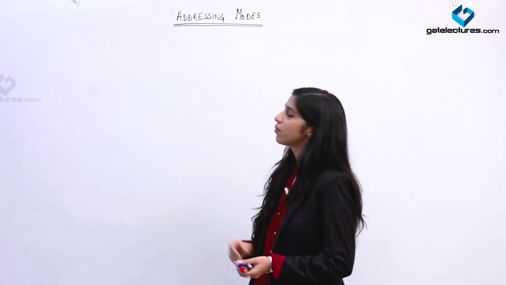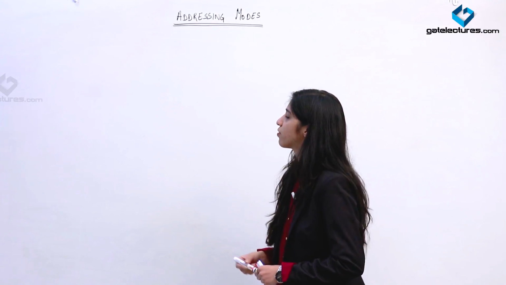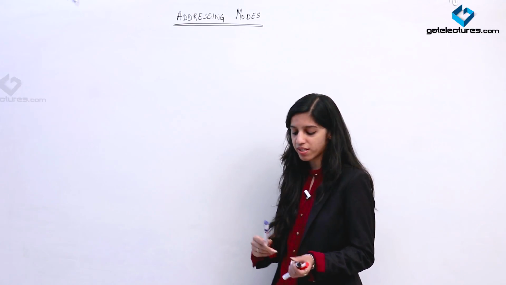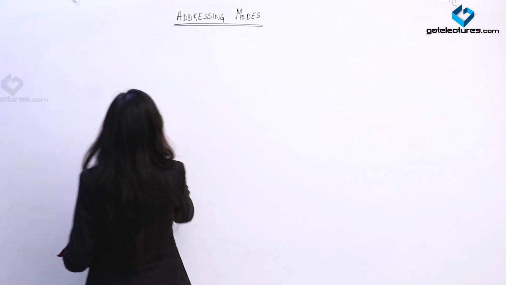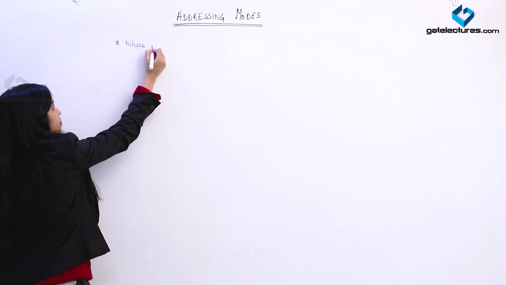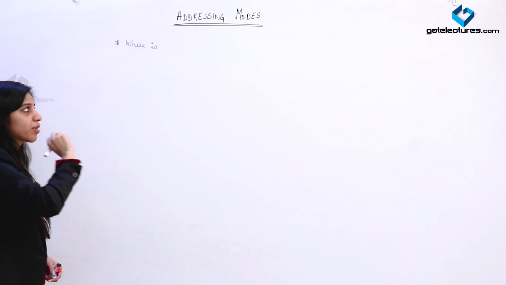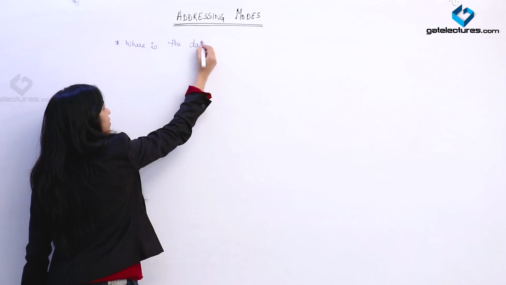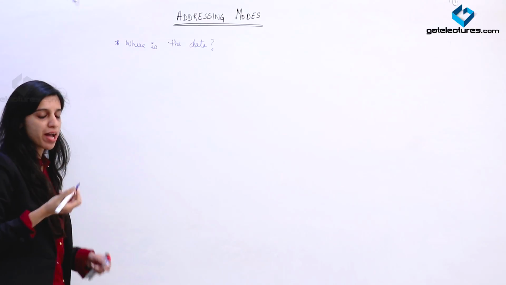Okay, so today we are going to look at addressing modes of the 8085 microprocessor. What does addressing mode signify? They tell you where the data is, the location of the data. Generally speaking, addressing modes are going to answer one simple question: where is the data? There are 5 addressing modes.